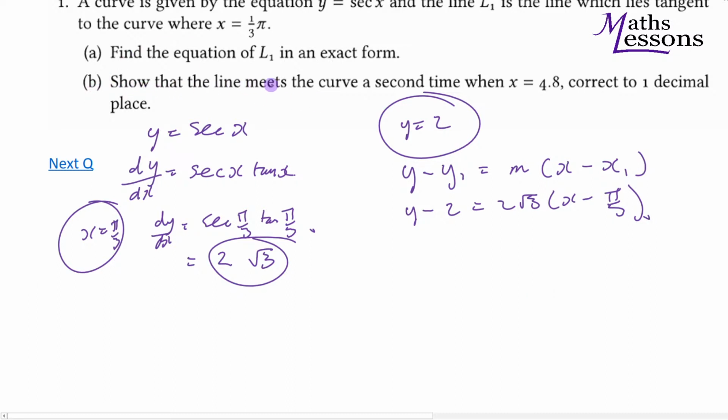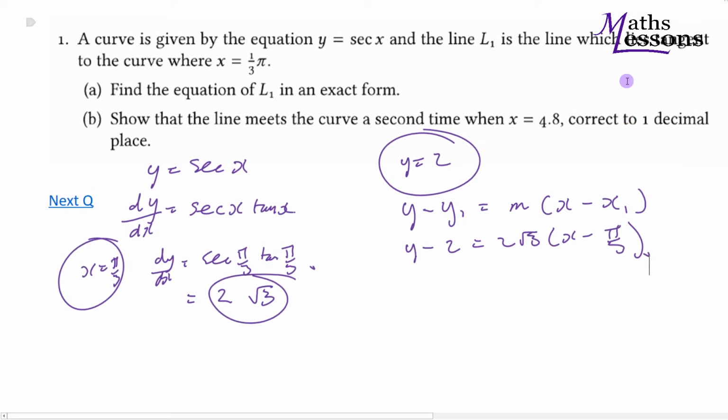Now, we want to show the line meets the curve a second time when x equals 4.8, correct to 1 decimal place. So we know that y equals sec x, and we want to know when it crosses this curve. So if y equals sec x, we can replace this y with sec x. So sec x is equal to y minus 2 equals 2 root 3 times x minus pi over 3. And we want to show that it meets the curve a second time when x equals 4.8.